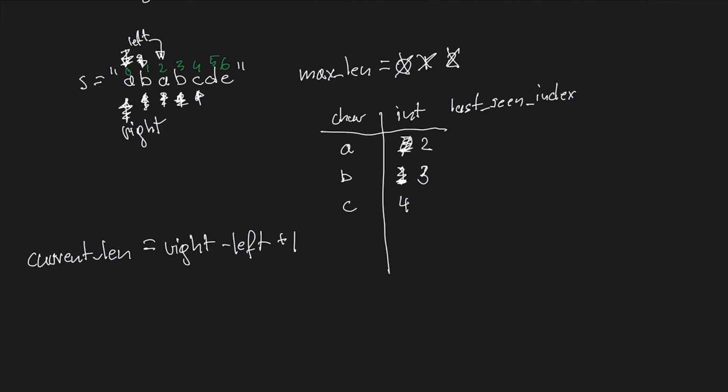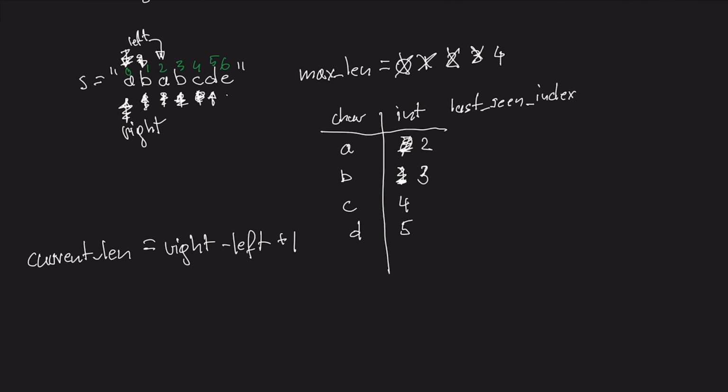We have a 3 that's greater than 2. We update max len, and we move right to the next position, D. D is not in the map. We add D to the map with the value 5. And then we compute the current length. 5 minus 2 is 3, plus 1 is 4. We have to update max length.